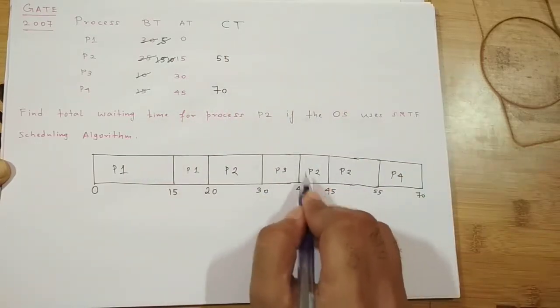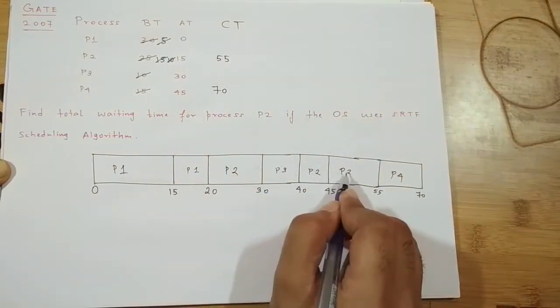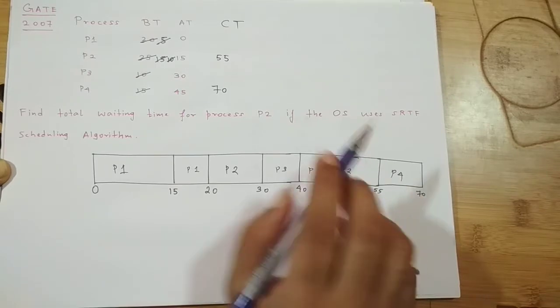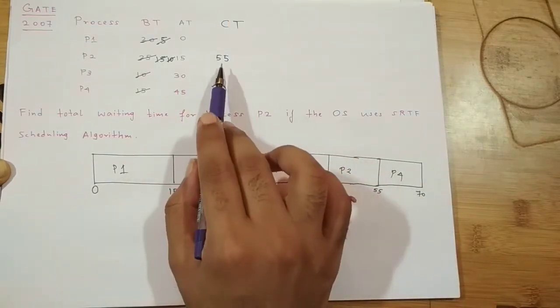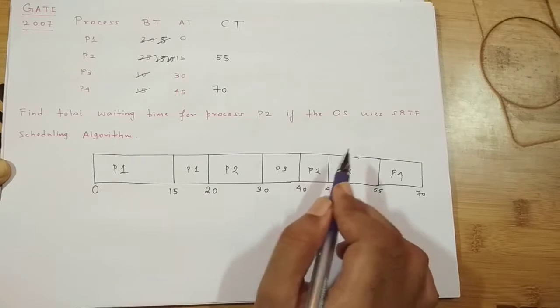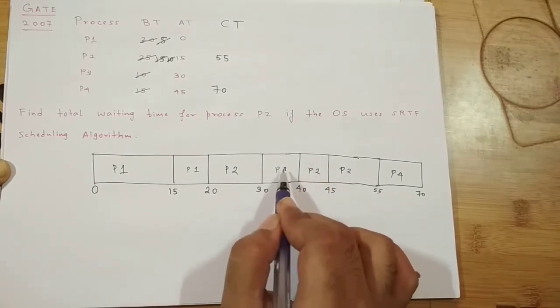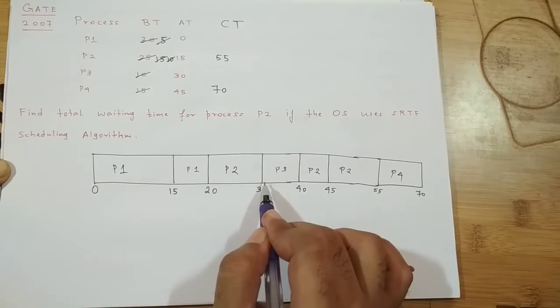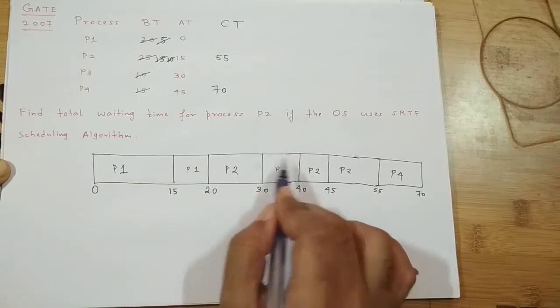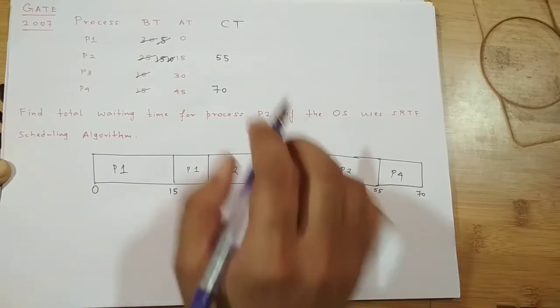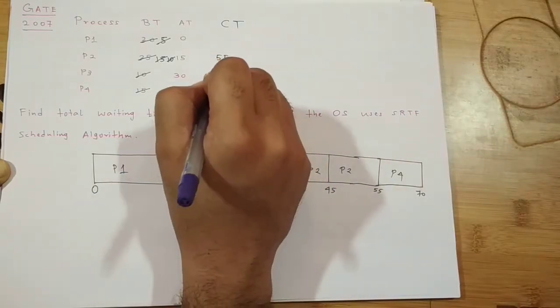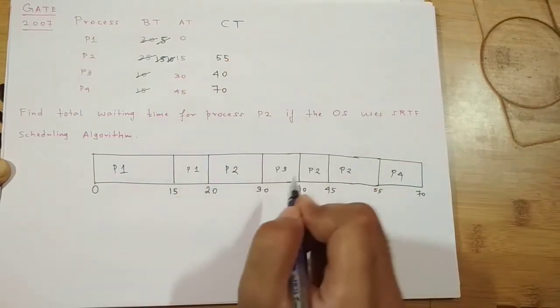Now again, I see P2. But I have already encountered P2 previously, and I have concluded that its completion time is 55. So I will skip this P2 and move on to P3. Now this is the first time I'm encountering P3 and the end time interval of this slot is 40. So P3 will have a completion time of 40.